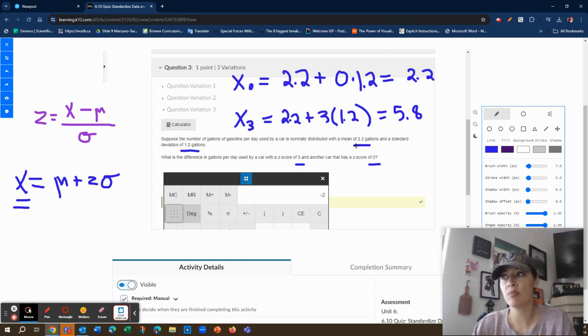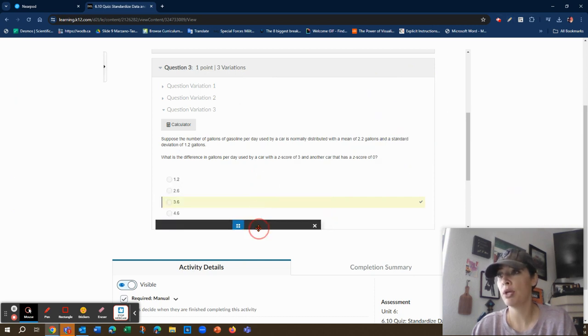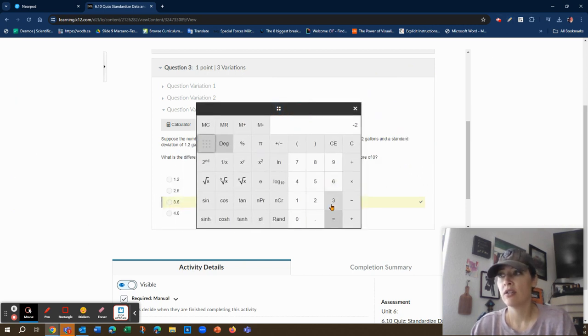So now we're going to subtract those, right? So you do 5.8 take away 2.2, that's 3.6 gallons more per day for a car that has a z-score of 3. Boom, right? Now, 3.6 gallons more a day times approximately $4 a gallon is approximately $14.40 a day for fuel.